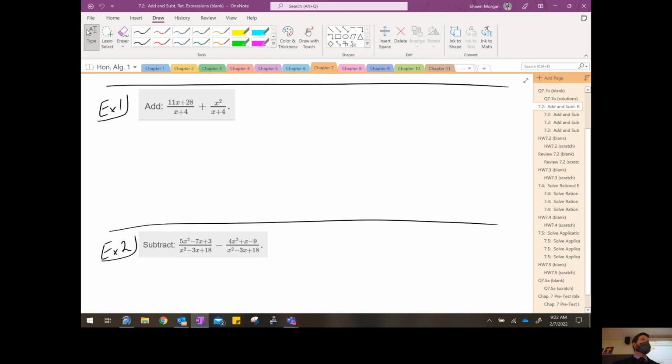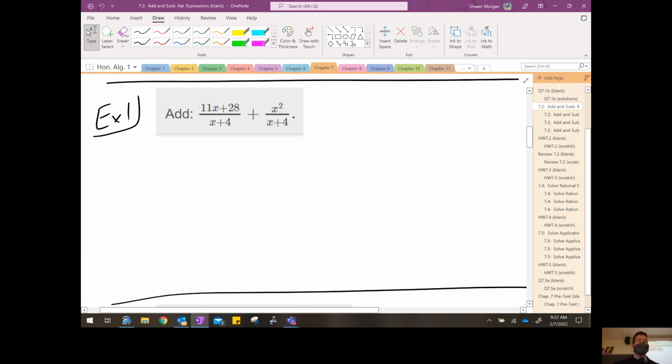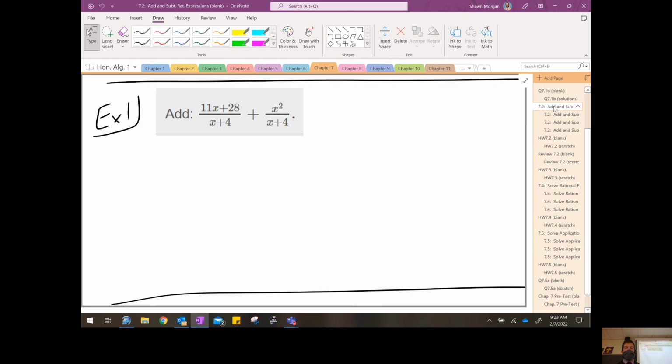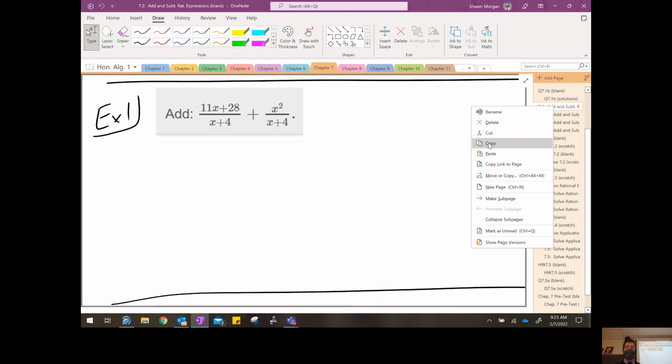What you had last week was legit as far as multiplication and division goes, right? But what we're going to start today is adding and subtracting. Okay, this is a new section. This is section 7.2. Section 7.2 is about adding and subtracting.